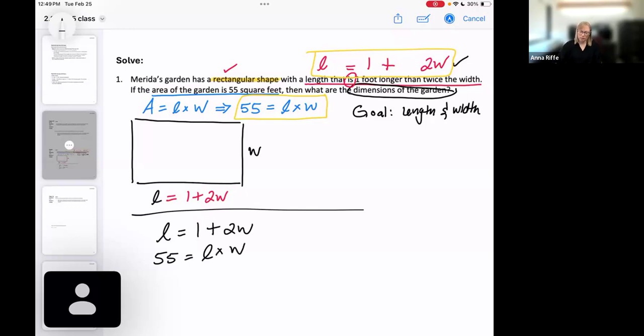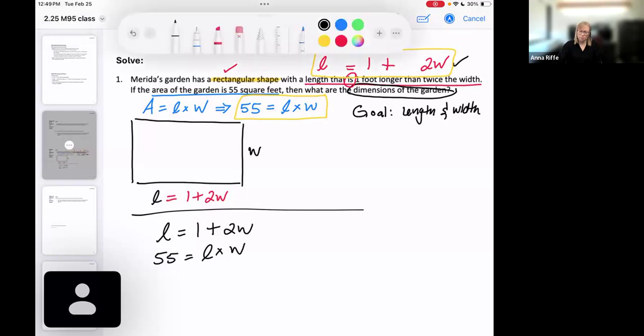Maybe I will take this top equation. I'll take what L is equal to, which is the 1 plus 2W, and I will substitute it for L in that second equation. So 55 is equal to the length, which we know is 1 more than 2 times the width, times the width.